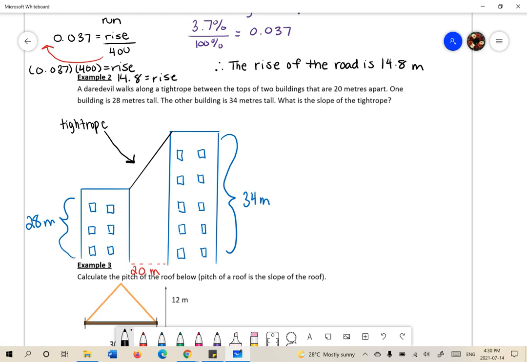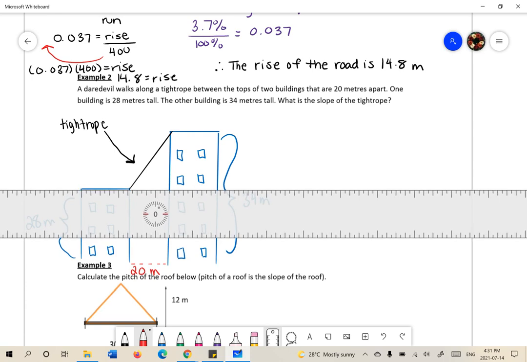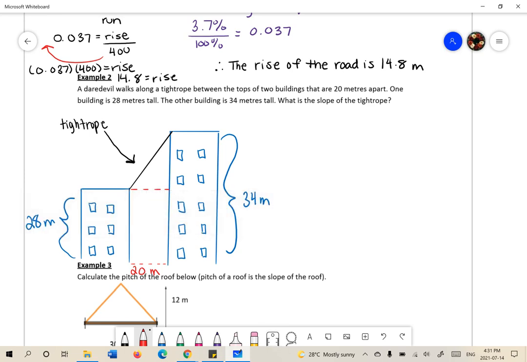So I need a rise and I need a run in order for me to find the slope. I already know what my run is. If the distance between the bottoms of the buildings is 20 meters, I would assume that the distance between the tops of the buildings is also 20 meters. So this is my run, 20. Now I need to find my rise.